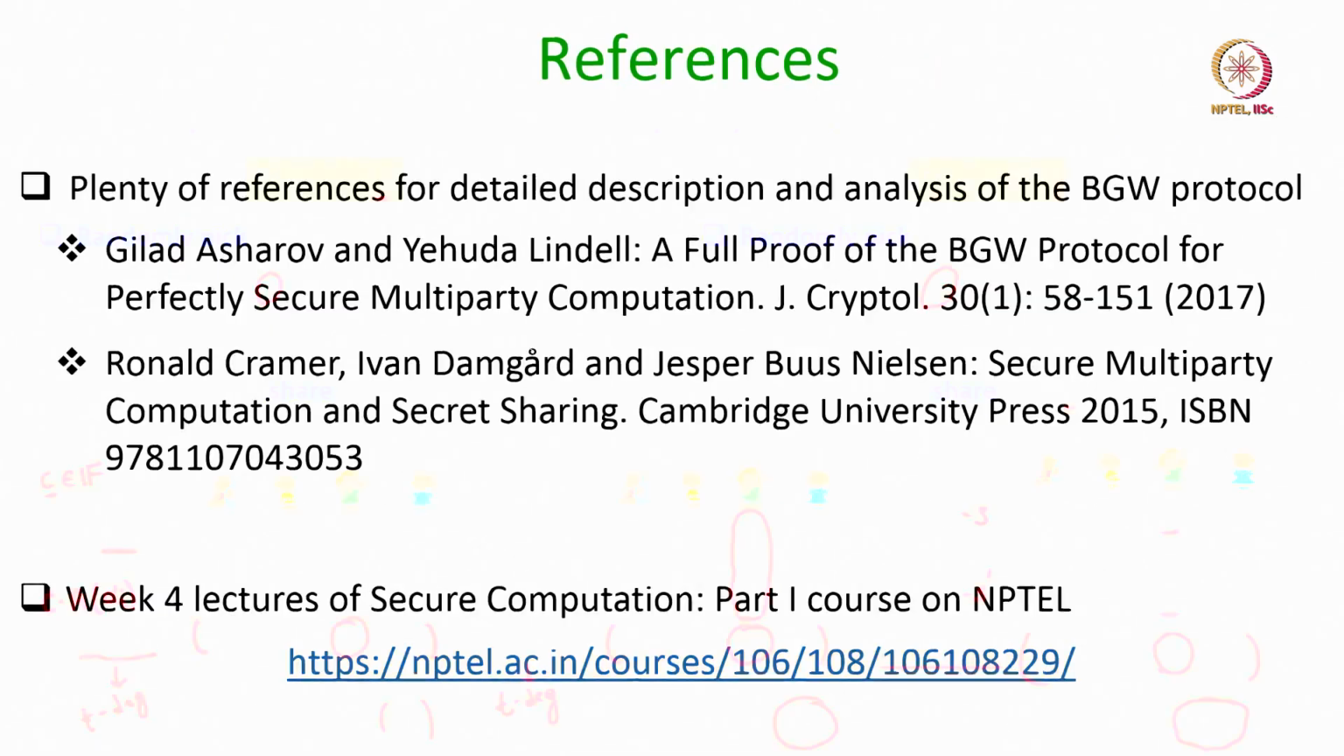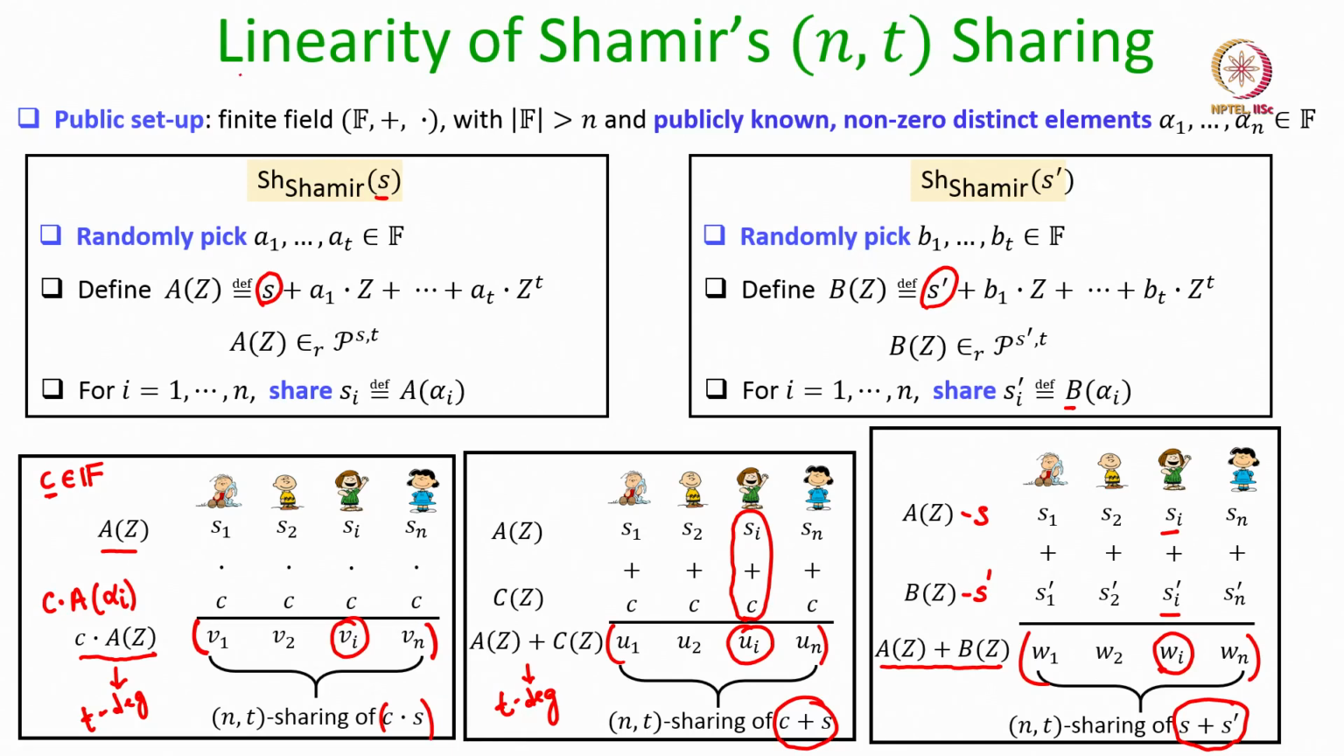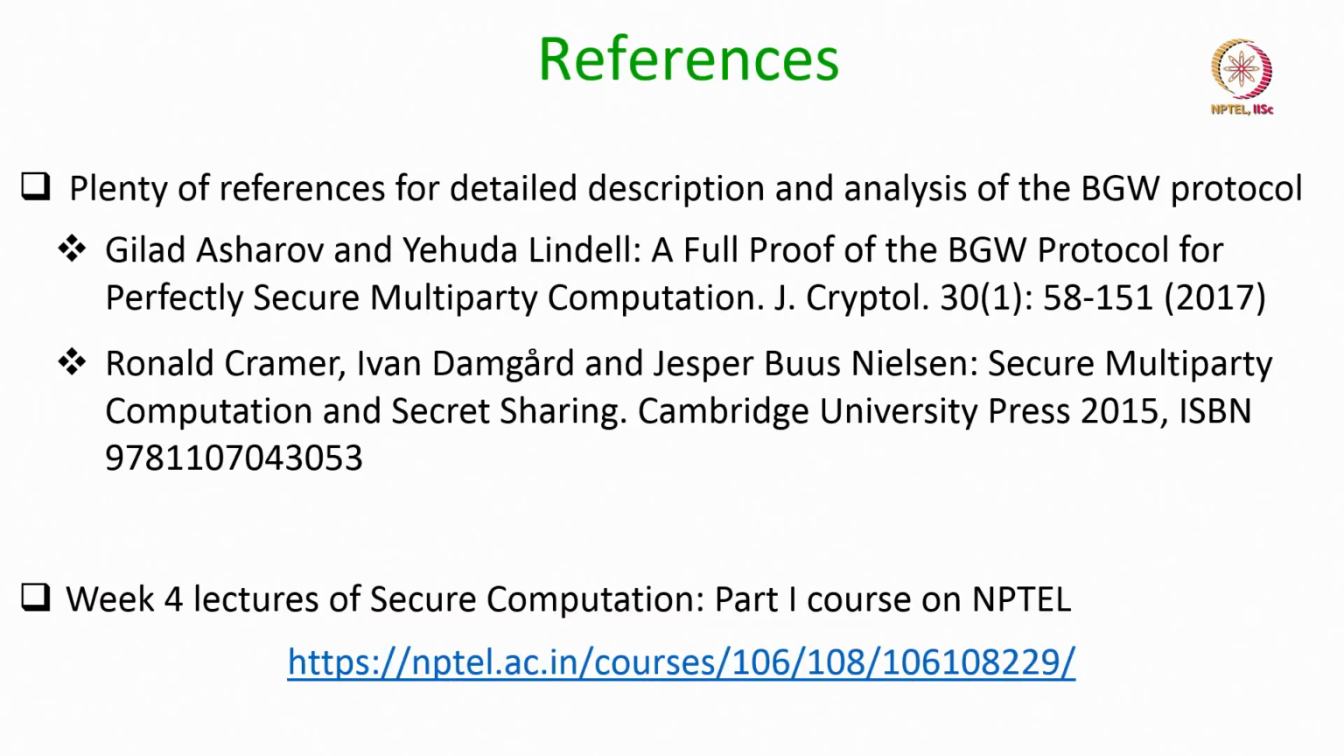So, this linearity of the Shamir secret sharing is a very powerful property which takes care of maintaining the BGW gate invariant for the linear gates in the BGW protocol. Of course, for the multiplication gates we have to do some more work, but we will come to that part later. So, with that I end this lecture.